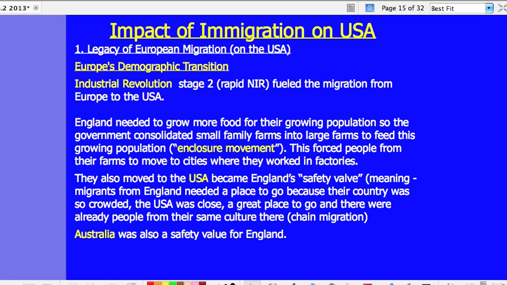And this is exactly what happened in Europe. They're forced off their farms, moved to the cities, but many of them went to the United States, and the United States became England's, in a sense, safety valve, meaning that migrants from England, because their country was so crowded, needed a place to go. The U.S. was close. It's a great place to go. There were already people from their same culture there, chain migration, and a very similar environment, so it was a great place to go. Australia was also a safety valve for England, but not quite as close as the United States.